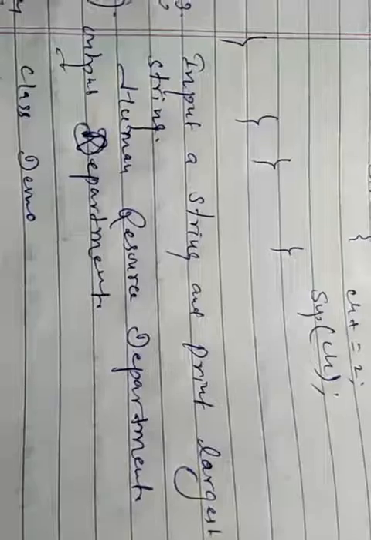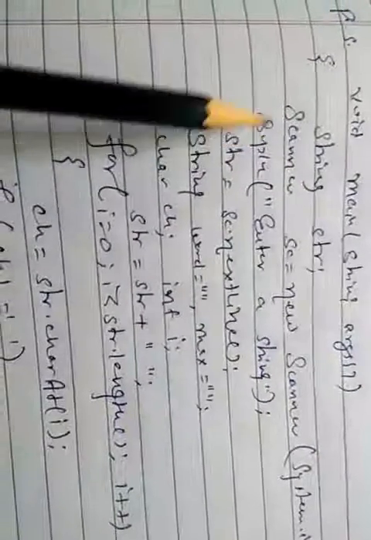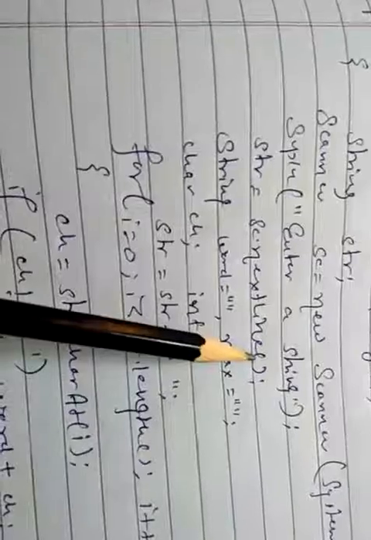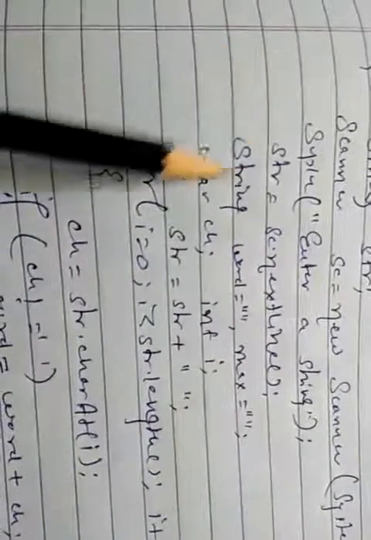Now the next question: input a string and print the largest word, or longest word, of the string. Suppose the example is human resource department, so the output will be department. Now here, class demo, and we are taking a function, public static void main String args, string str, and here we are taking the object of the scanner class. Enter a string, str equals sc.nextLine. So this will take a complete sentence with spaces.